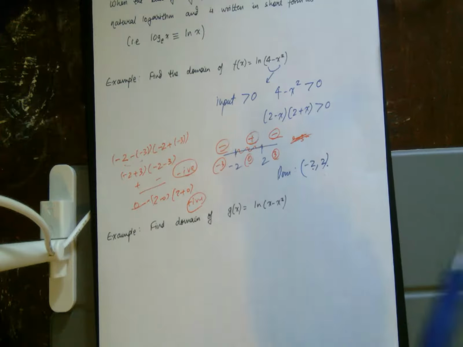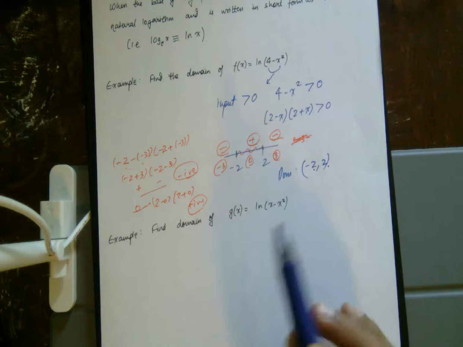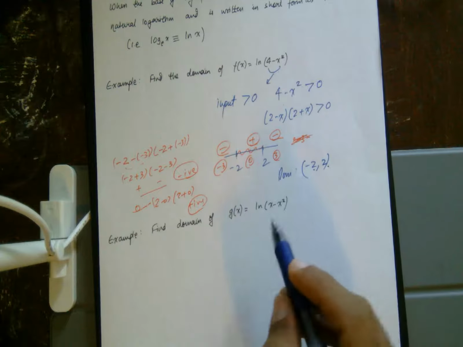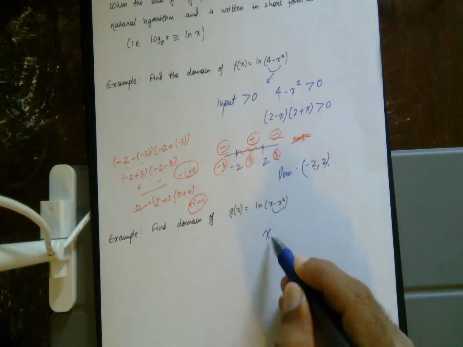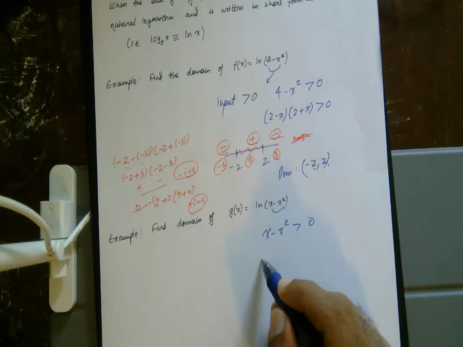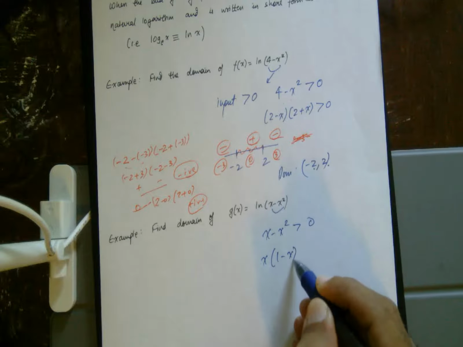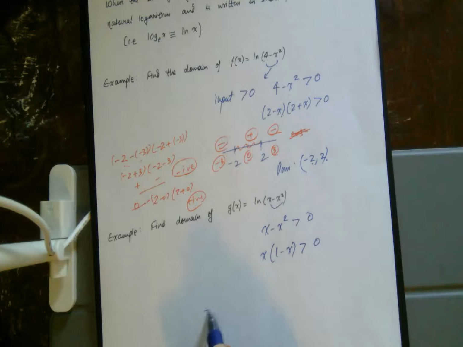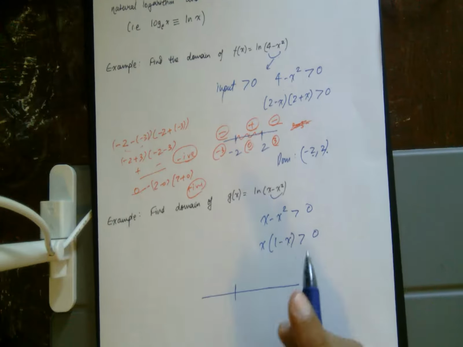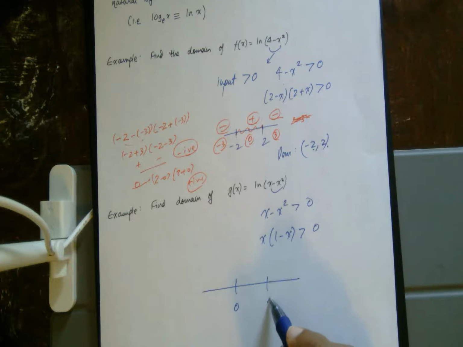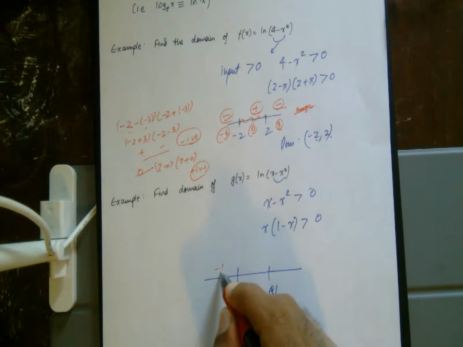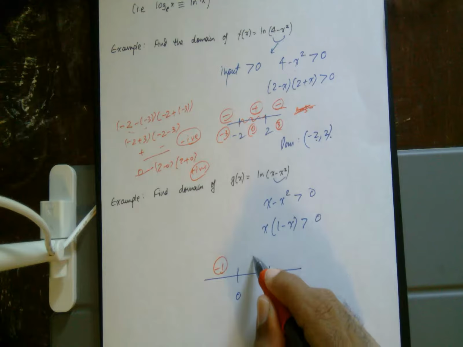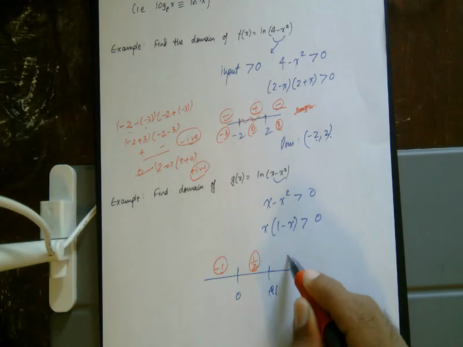Similar problem, find the domain of this function. If you want, you can pause the video and try this on your own after looking at this. But essentially, x minus x squared greater than 0, x times 1 minus x greater than 0, critical points x is 0 and 1. Then you pick test points. Let's say I pick negative 1, and then I pick 1/2, and I pick 2.